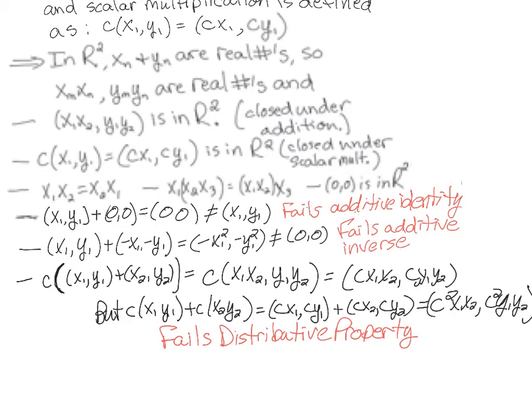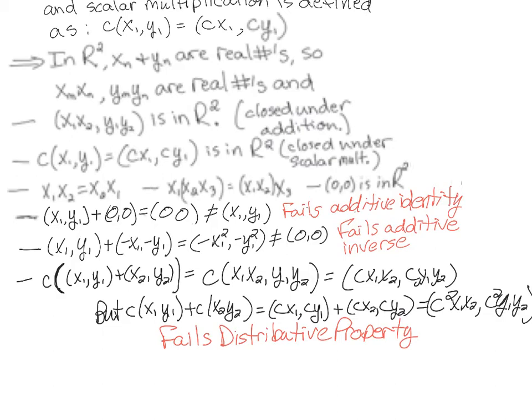So let's go over some of the axioms, and I'm doing them a little out of order because I wanted to do closed under addition and closed under scalar multiplication first, because those are usually the ones that you're going to need to check.